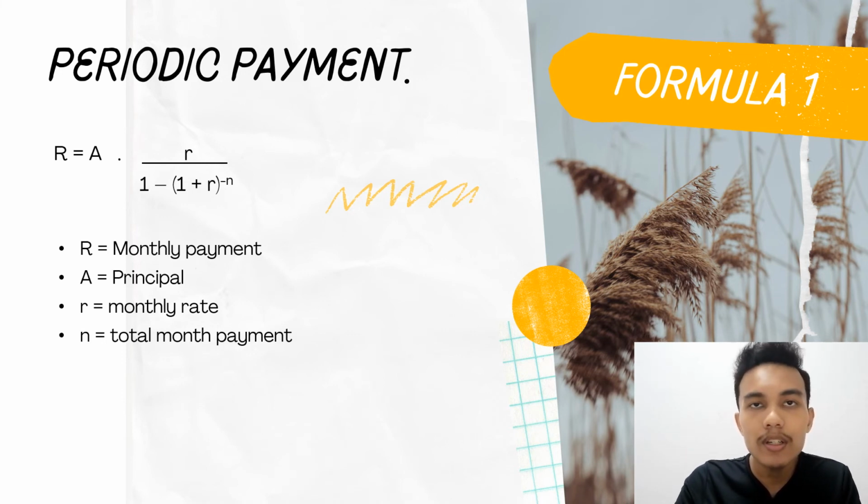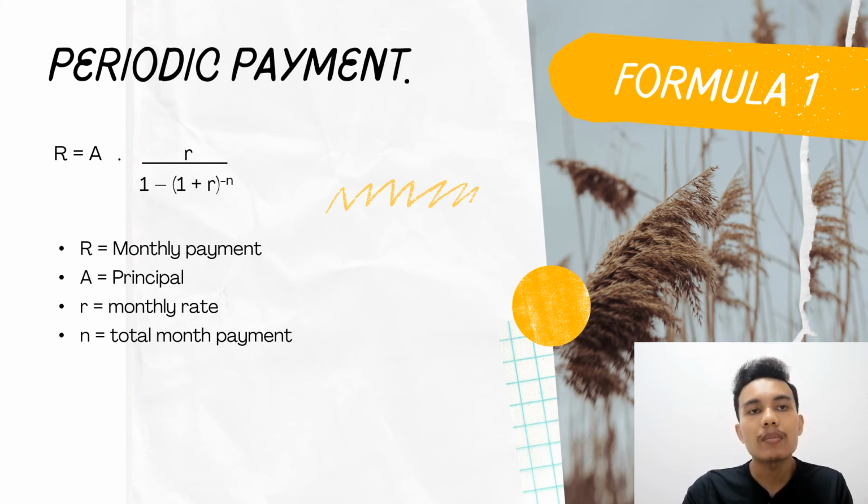So the formula for the amortization, one of them is called the periodic payment, which is capital R equals capital A multiplied by r divided by 1 minus (1 plus r) to the power of negative n. So capital R is the monthly payment, capital A is the principal, small r is the monthly rate, and n is the total month payment.